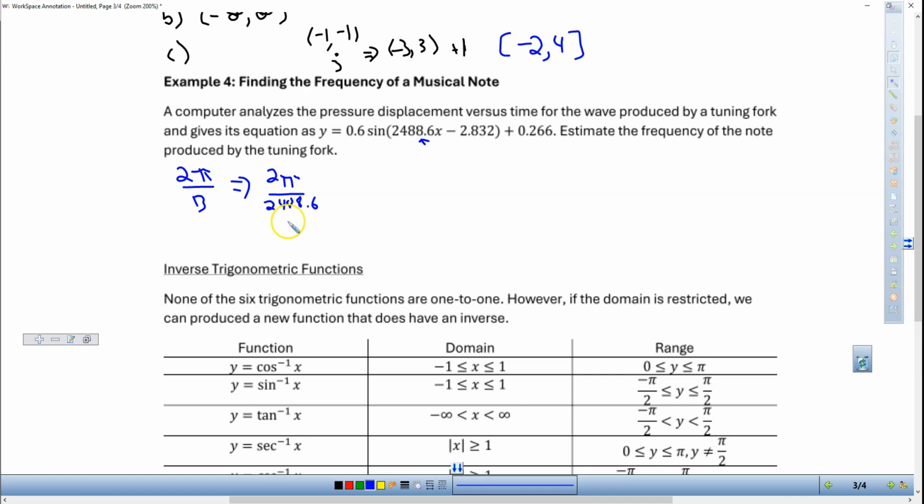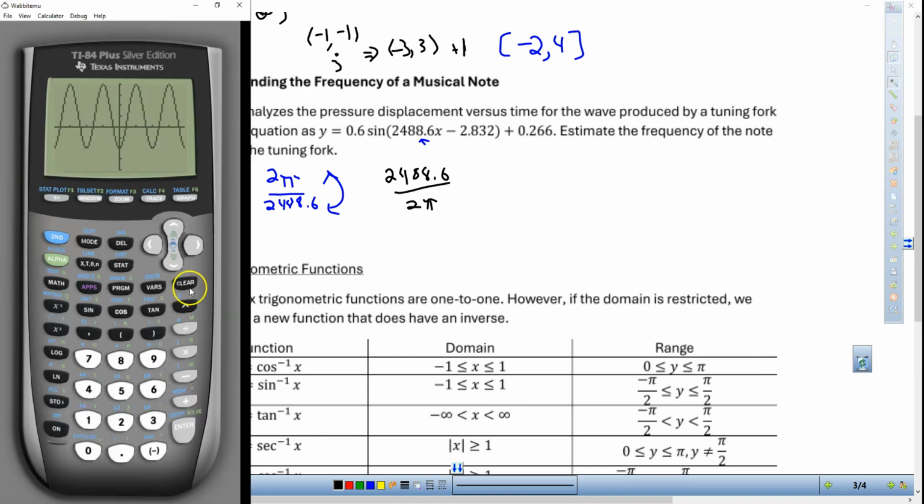2,488.6. Now, while this is the period, what we're actually interested in is the frequency. So we actually have to flip this whole thing over and change that to 2,488.6 divided by 2 pi. I can't do that kind of calculation in my head, so I'm going to use my calculator to help me out. So let's plug that in, 2488.6, and divide that by 2 pi. All right, and we get about 396.